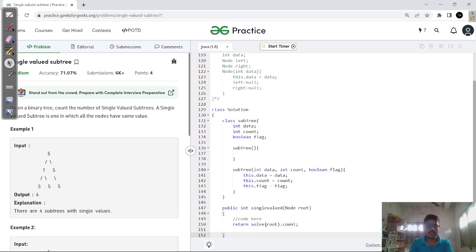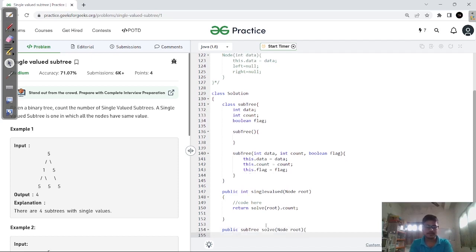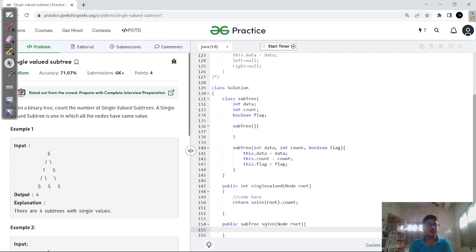Okay, so now let's create this function, public subtree solve root. First things first, what was our sure answer? It was a leaf node. So what is the leaf node condition? The leaf node condition is root dot left must be null and root dot right must be null.